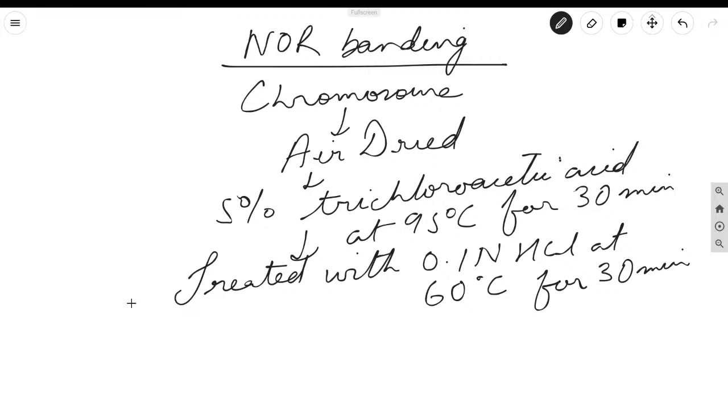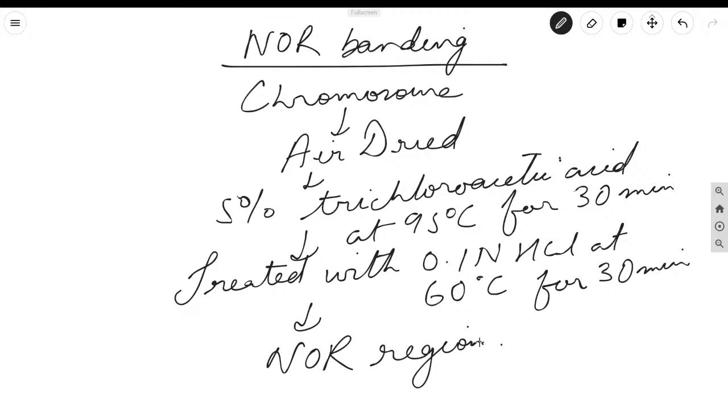In the structural non-histone proteins linked to the NOR region, you get a specific banding pattern of that region. So that is known as our NOR banding. The NOR banding technique is a very, very special technique.